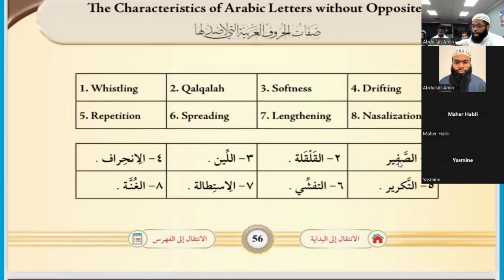And then the Sheikh mentions the characteristics that do not have opposites, and they are whistling: sad, zay, and sin; qalqala, you guys most of you are familiar with it, qutbu jadid; softness, al-lin, waw and ya that have a sukun, a non-vowel with a fatha before them; drifting, repetition, spreading, lengthening, and nasalization in noon and mim. Each one we will talk about extensively, inshallah ta'ala. But these don't have any opposites.